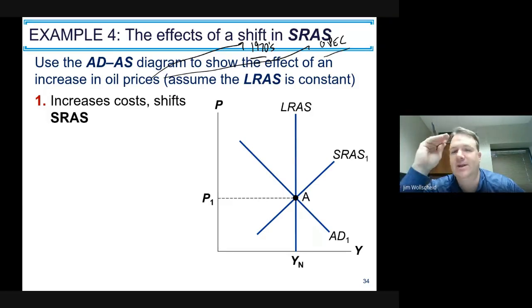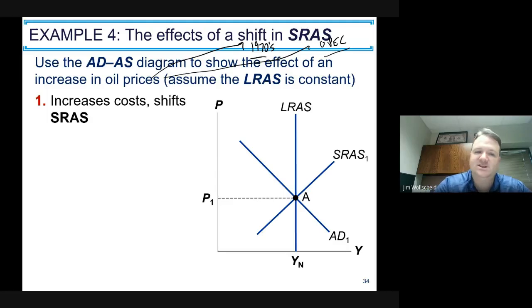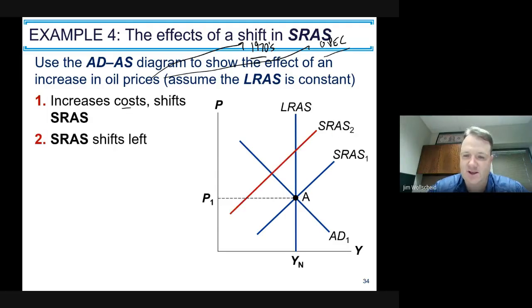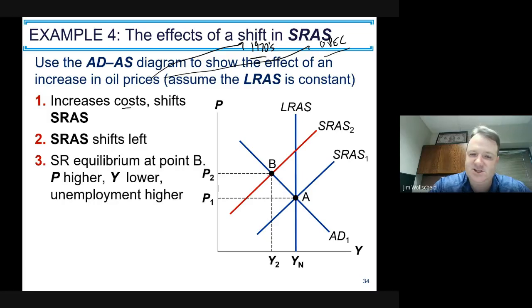They were a cartel. They could control most of the oil market. And because they controlled most of the oil market, they were able to decrease supply by a significant number to increase prices. What did that do to the U.S. economy? Well, what that caused is this increase in cost shifted our short-run aggregate supply. And what it did is it shifted it left.